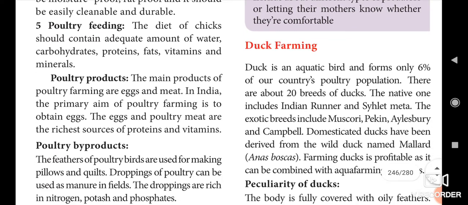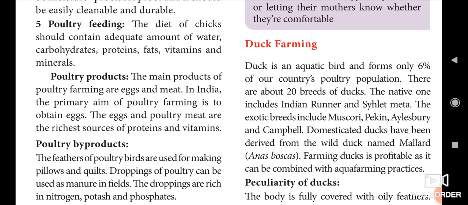Next we see about the poultry products. What are the poultry products? The main products of poultry farming are meat and egg. We already know that, isn't it? Yes, in India the primary aim of poultry farming is to obtain the egg. The egg and poultry meat are the richest source of protein and vitamins. So that is what we get from poultry.